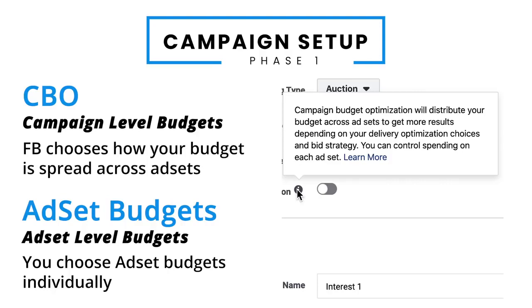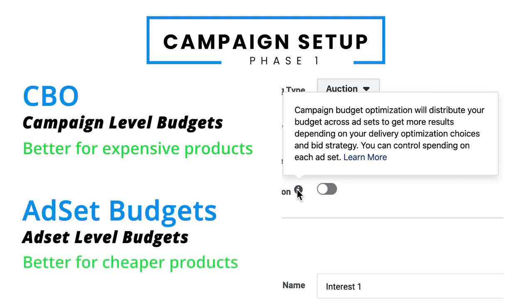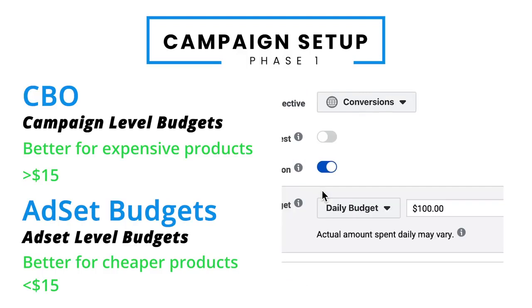for ad sets individually. That might be a little complicated to understand, but the only thing you really have to know is that CBOs are better for more expensive products where more data is needed to optimize, and ad set level budgets are better for cheaper products where less data is needed to optimize. I'd say you should start with a CBO campaign if your product's price is anything above $15. Since our product's price is $25, we'll go ahead and leave campaign budget optimization turned on.